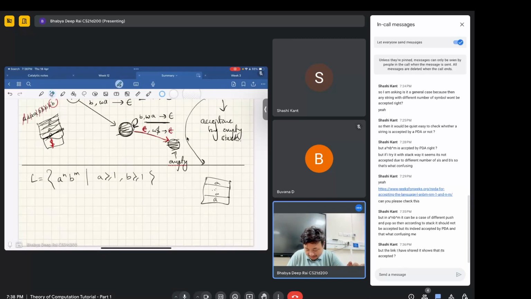yeah, one thing is, see, the language y is A to the N, B to the M, where A is greater than or equal to 1 and B is greater than or equal to 1, accepted by a PDA. This is an example of a language where you do not need a stack at all, actually. This is a regular language. A PDA is also a DFA. A DFA is also a PDA where I do not use the stack at all.